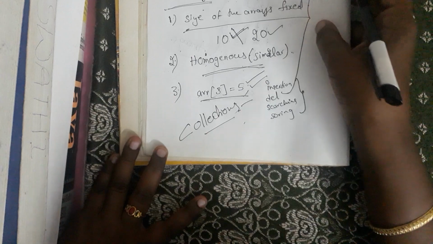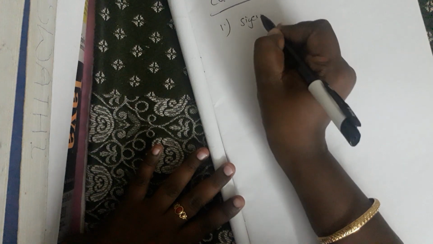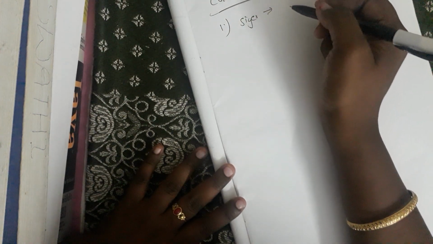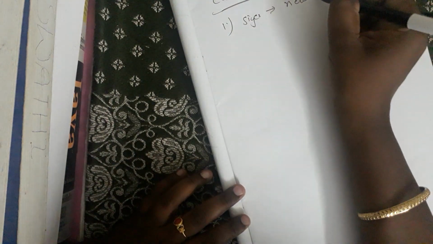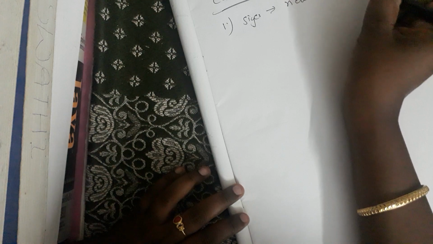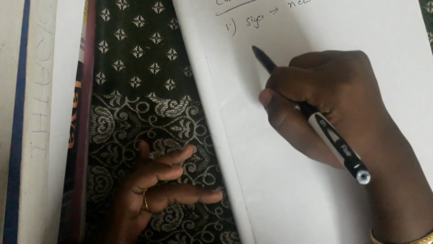So what benefits can we get by using collections? The first benefit is that the size of collections is not fixed. That means once we have created the collection object, we can store n number of elements into that object. The size of the object can grow and shrink according to the programmer's requirement. So the size of the collection object is not fixed. It will grow or shrink, that means get reduced, according to the programmer's requirement.